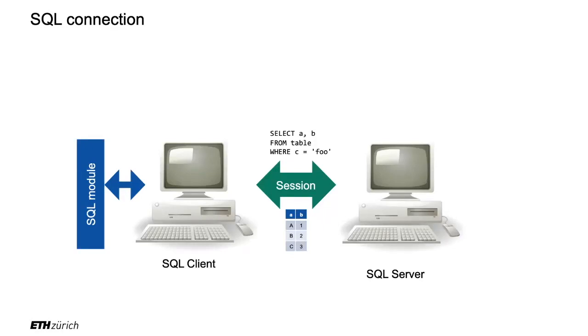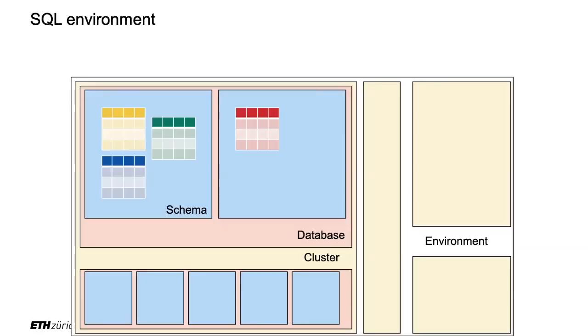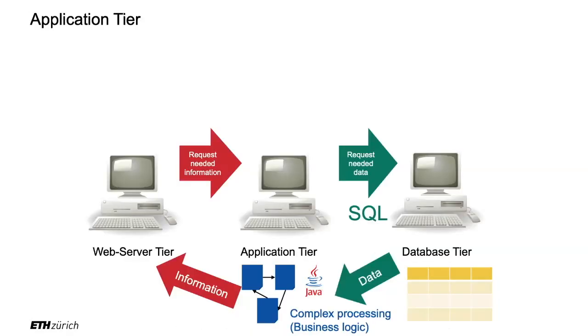Okay, so what's going to happen then is that the SQL client is connecting to the SQL server. Now, who's the SQL client here? If I come back here, the SQL client is my application tier. This is the machine that generates SQL and connects to the database tier. So my client is the application tier. My server is the database tier.